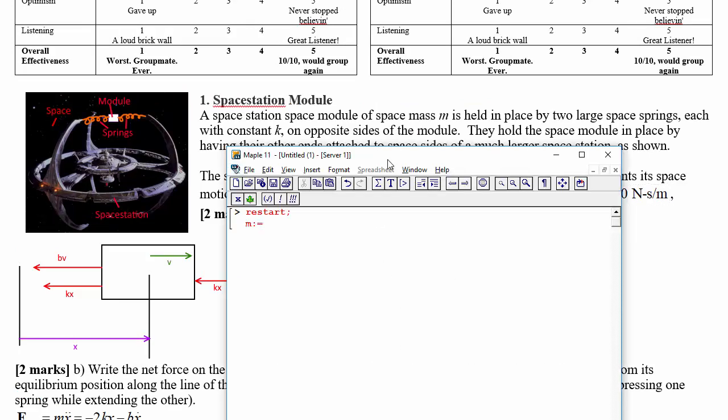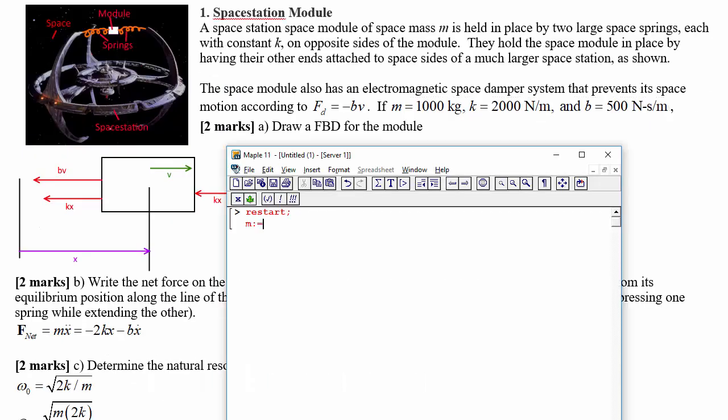So M is 1000, K is 2000, B is 500, and then the differential equation system would be M times the second derivative of x with respect to time is equal to -2 times k times x at t minus b times the derivative of x with respect to time. So b times the velocity, and that matches with the equation that we wrote right there.